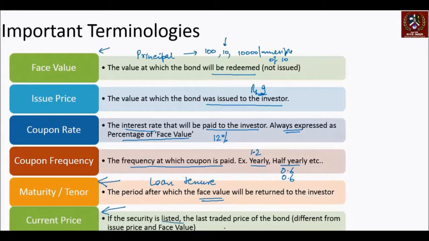If the security is listed, the last traded price of the bond could be different from the issue price and the face value. It got issued at 10, but it might be trading at 9.5, it might be trading at 10.5. That's entirely what the market defines it to be. During the maturity period, let's say it's a 5-year bond, it gets issued at 10, which is the issue price. It gets redeemed at 10, which is the face value, but in between it can trade at any price depending on the need and the demand and supply mechanics of the market. That's what is called the current price. So those are the broad important terminologies of a bond.